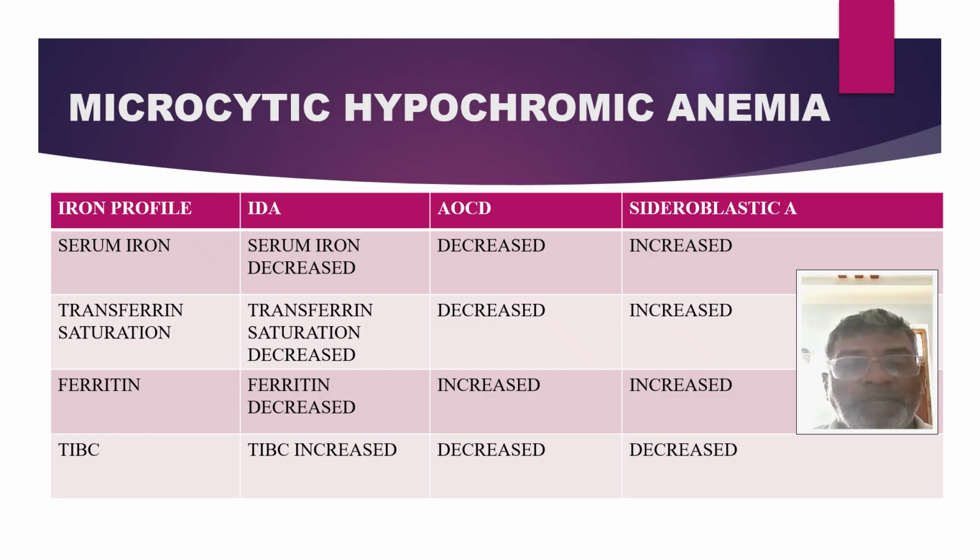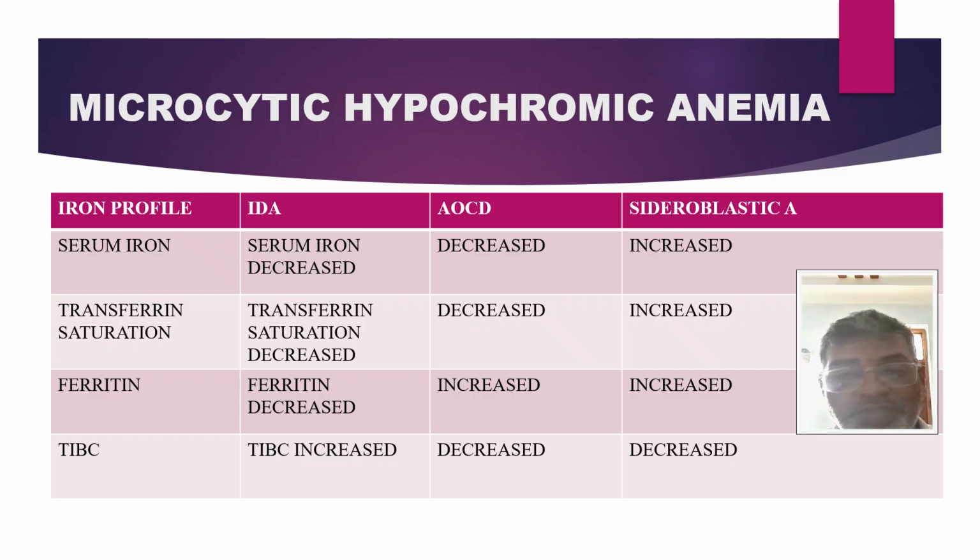Now, the microcytic hypochromic anemias. Microcytic hypochromic anemias can be seen in iron deficiency anemias, anemia of chronic disease, sideroblastic anemias, and thalassemias. Rarely, lead poisoning will come under microcytic hypochromic anemias. So, iron is absorbed in the duodenum. Iron deficiency anemia, anemia of chronic disease, sideroblastic anemia and thalassemia can be differentiated mainly, first, by the parameter we use, which is RDW, red cell distribution width.